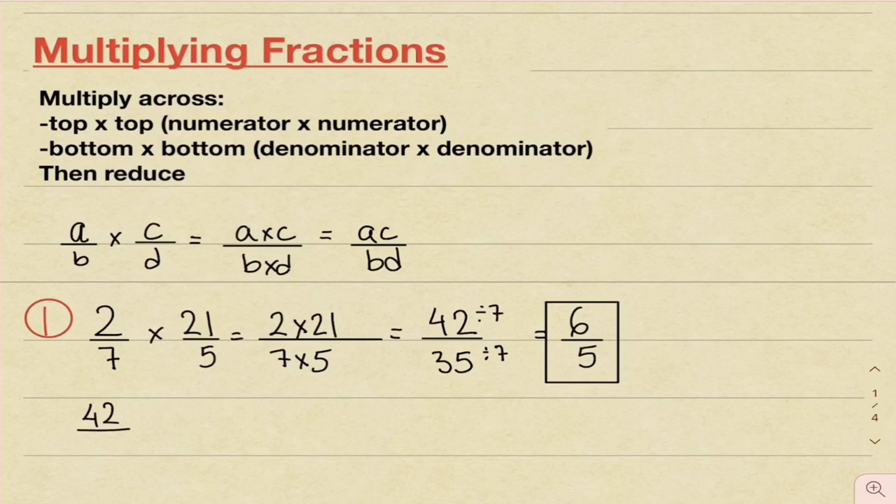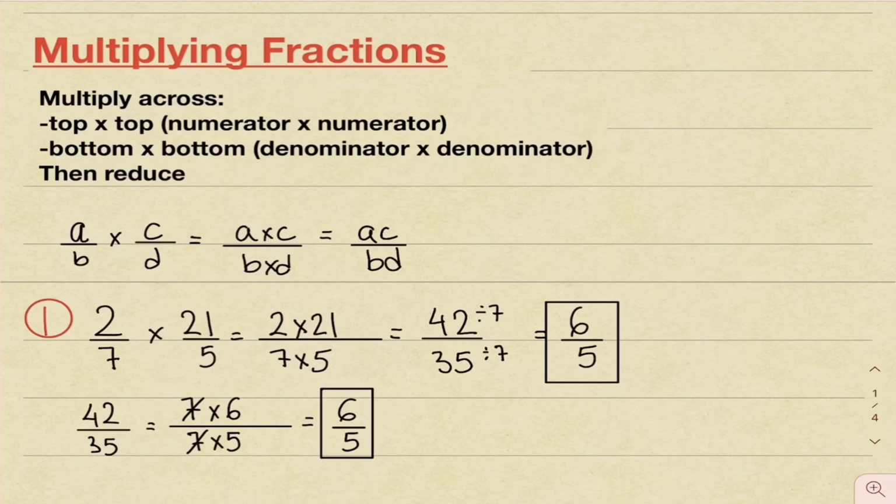So 42 over 35. In this case, you don't know a number that goes into 42 and 35. You can use this method. What are two numbers that when you multiply each other, they give you 42? It's 7 times 6. So 7 times 6 is 42. And two numbers that when you multiply them give you 35 is 7 times 5. So 7 divided by 7 is 1, so I'm going to cancel them. And you're left with 6 over 5. So whichever method you want to choose, they're both right.